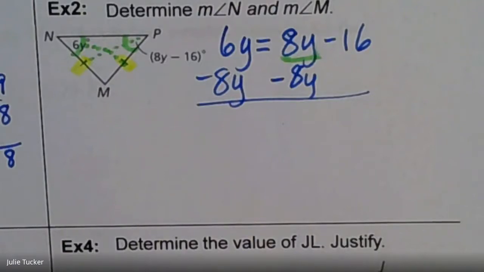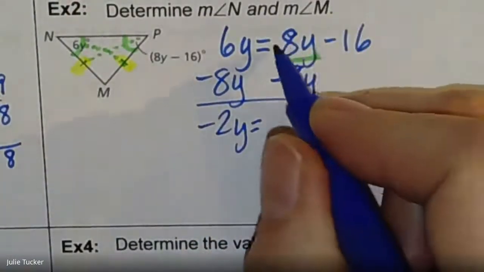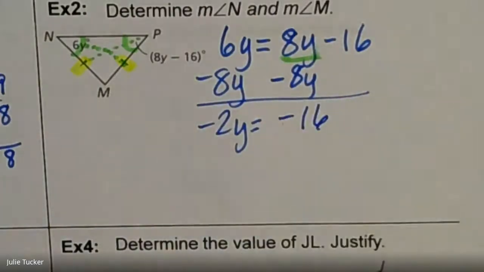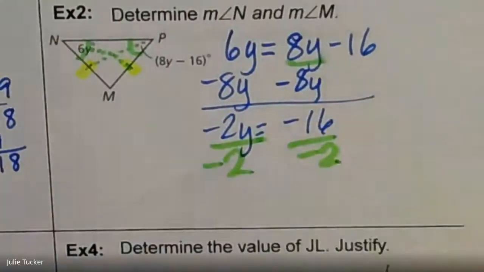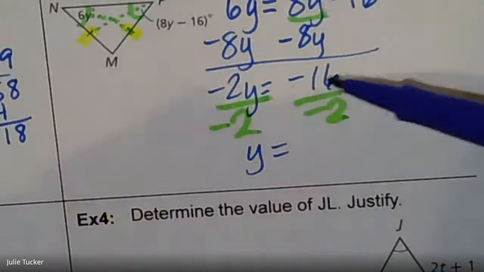Are you stuck on that negative? Negative. Good. Negative 2y equals, and then this is 0, and I carry down negative 16. Now what? The one. Good. Okay, so divide by negative 2 on both sides, and I'm left with y equals, now I have to do negative 16 divided by negative 2. Good.